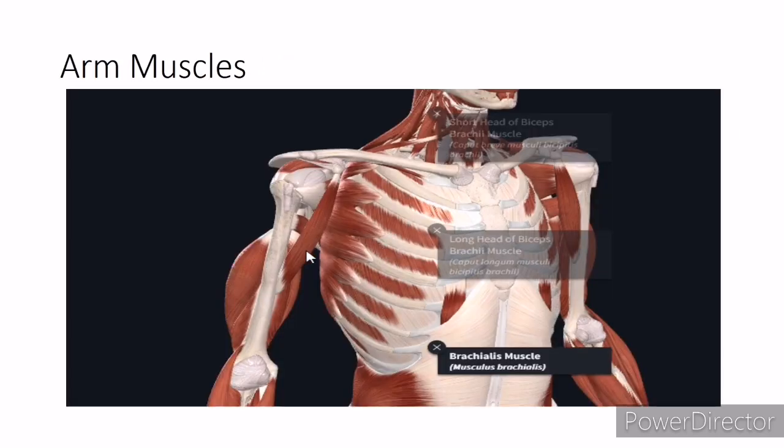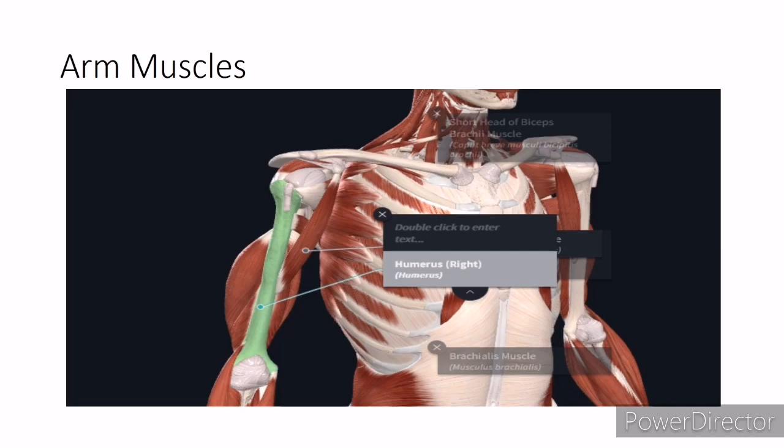So basically, these muscles are the first muscles that we can see in persons who are always going to the gym. Short head of the biceps brachii.